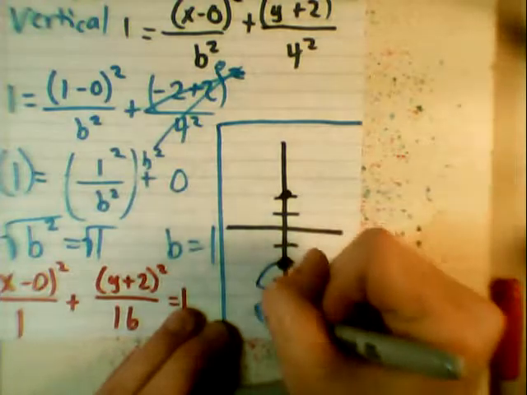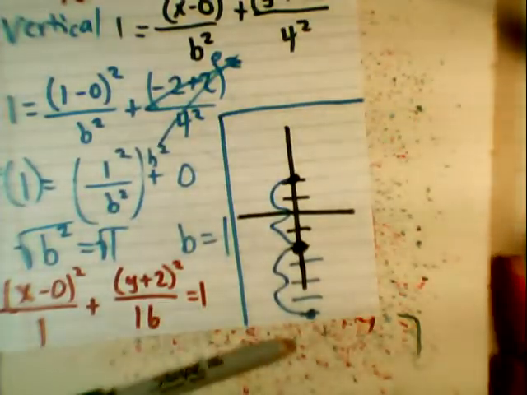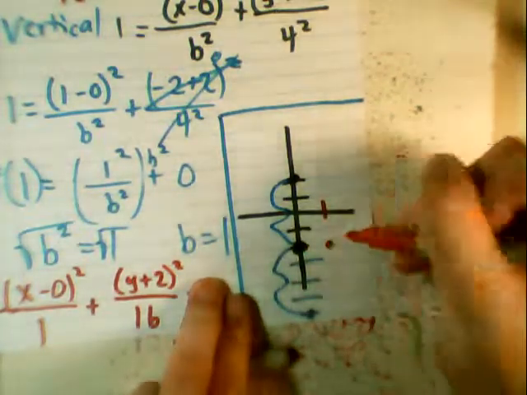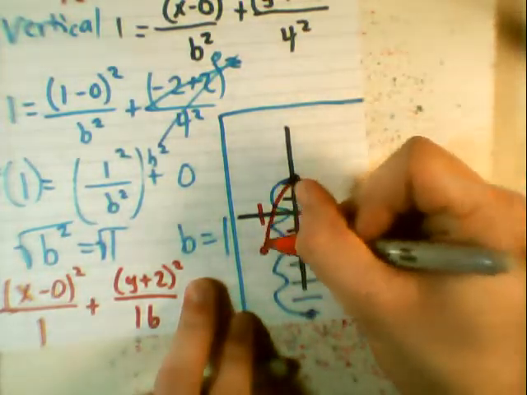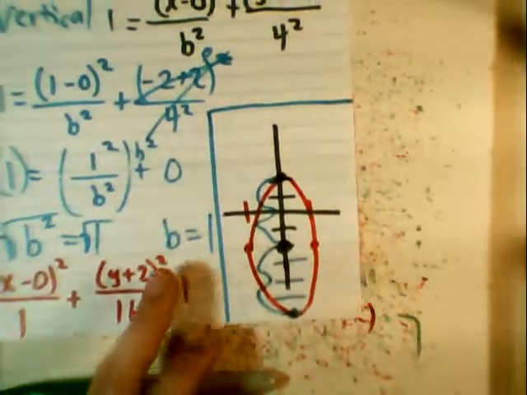So this is a and this is a. Now we know our b, so let's apply b. B was 1, so it's just 1 over. And then b was also 1 in this direction, so our ellipse will look like this. And there we go, that's how we draw it.